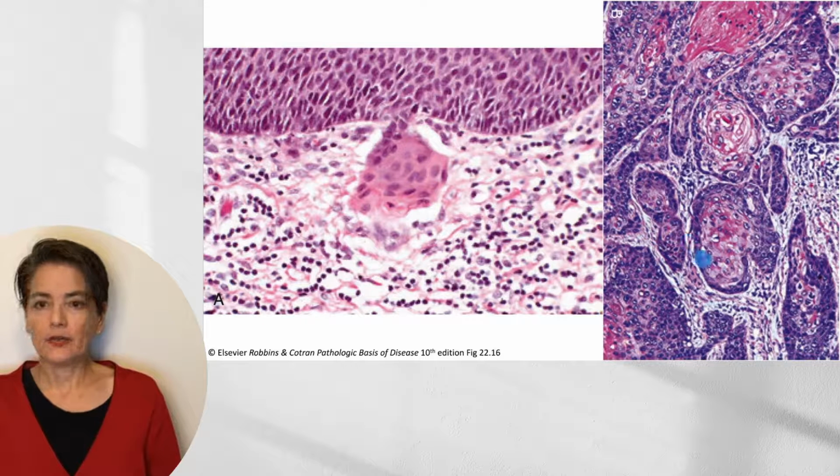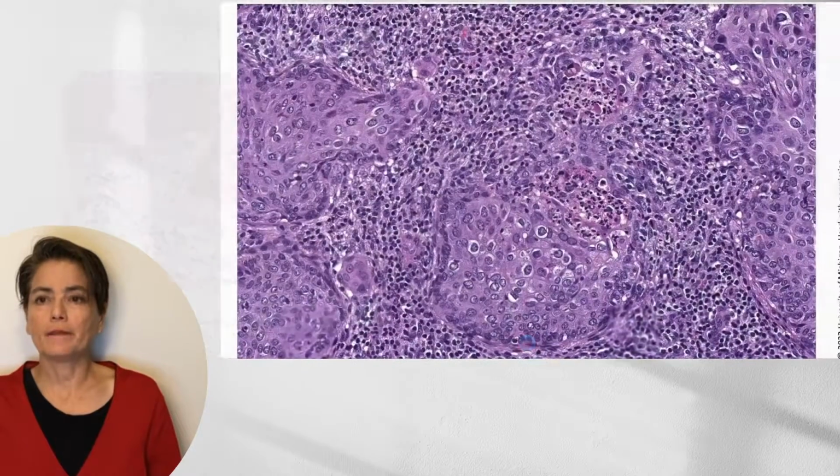Now here's another image from the textbook showing an invasive squamous cell carcinoma. Basically this could be arising anywhere. This looks like pretty much any squamous cell carcinoma. We have some keratin here. Let's take a look at a lesion that I think is a little bit more suggestive of a cervical primary.